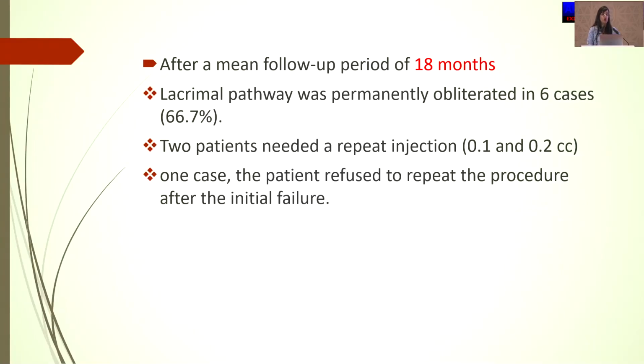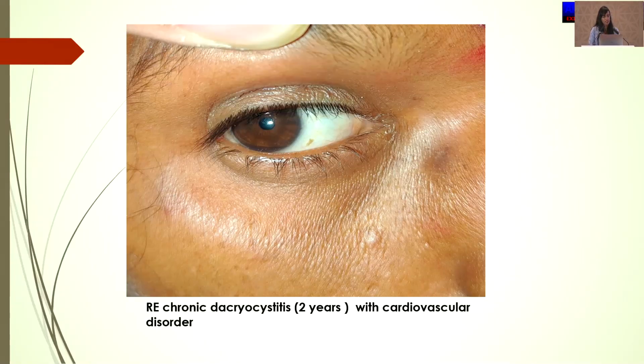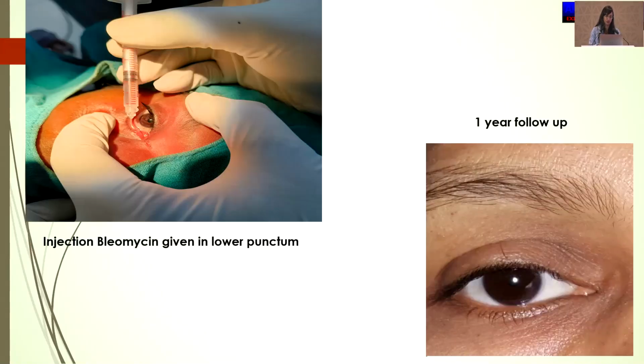After a mean follow-up period of 18 months, the lacrimal pathway was permanently obliterated in 6 cases. 2 patients needed a repeat injection. In 1 case, the patient refused to repeat the procedure after the initial failure. This was a case with dry chronic dacryocystitis for 2 years who had a history of cardiovascular disorder, and that's why she refused the surgery.